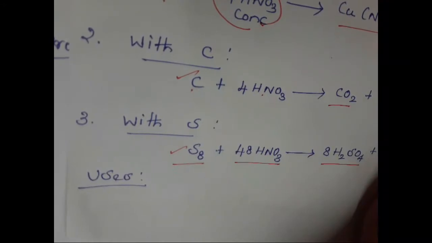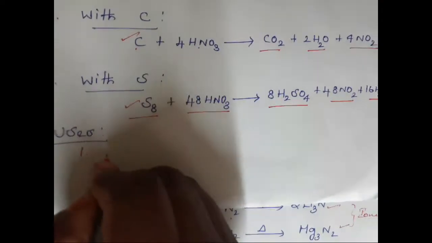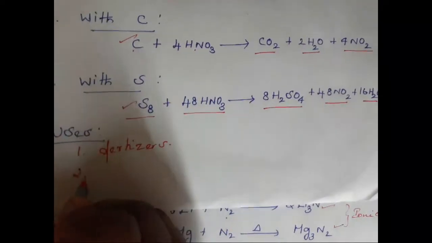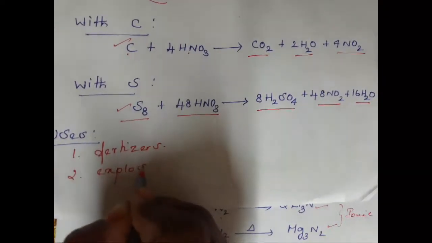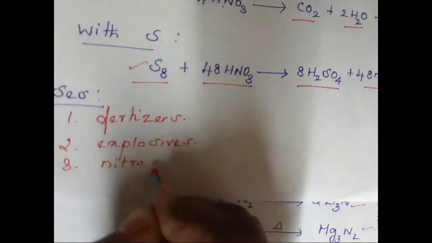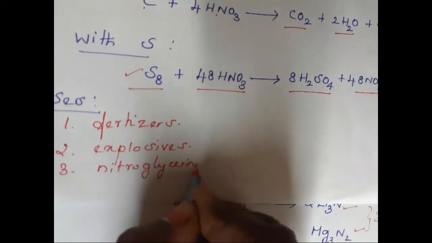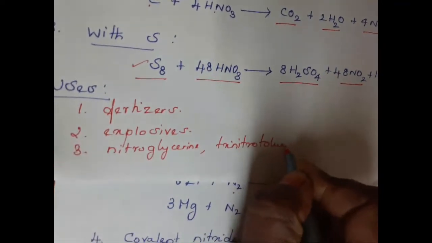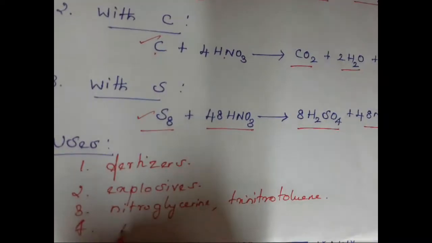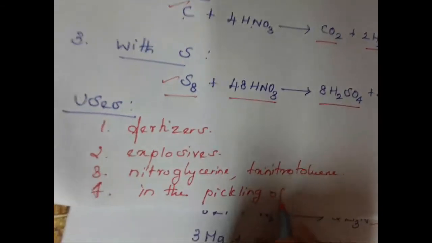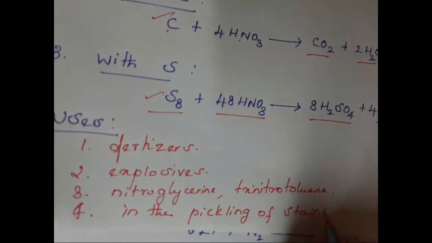As you all know, nitric acid is used in the manufacture of fertilizers, particularly ammonium nitrate. And nitric acid is used in the preparation of explosives. It is used in the preparation of nitroglycerin, trinitrotoluene, and it is used in the pickling of stainless steel. I think you all know about the pickling process.